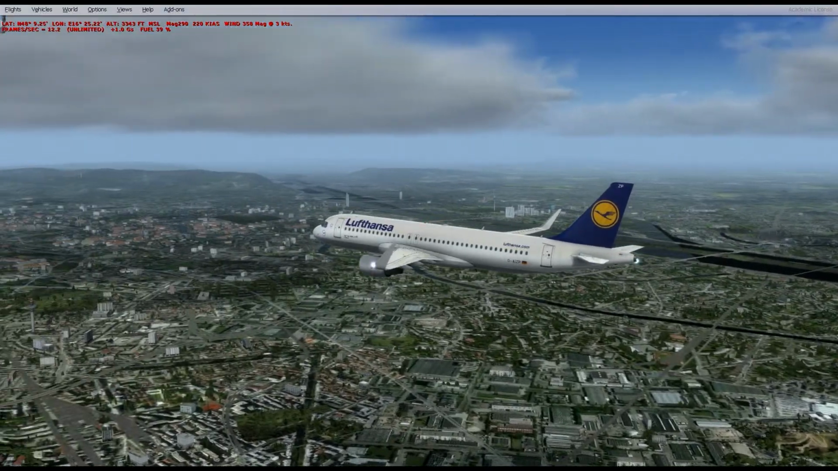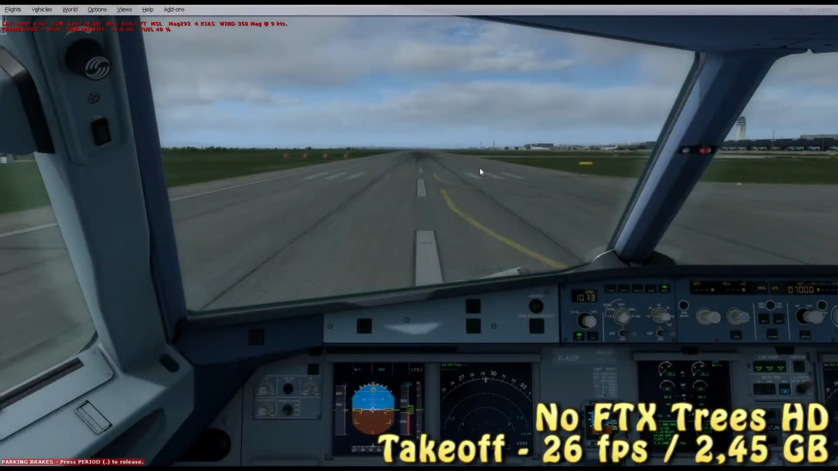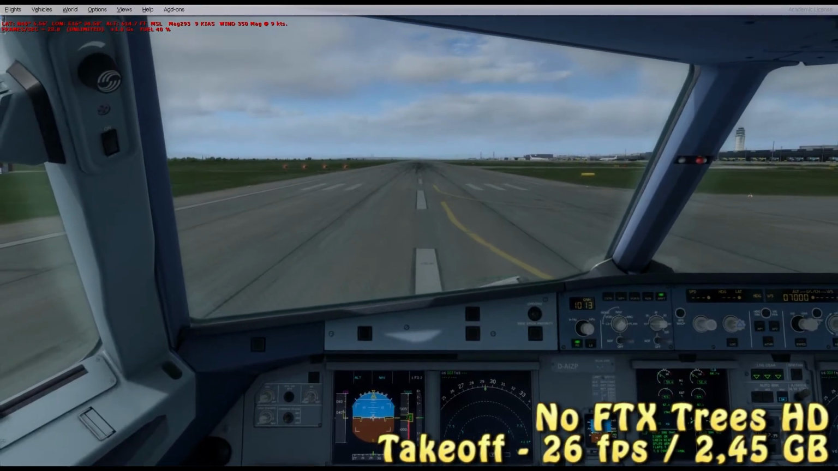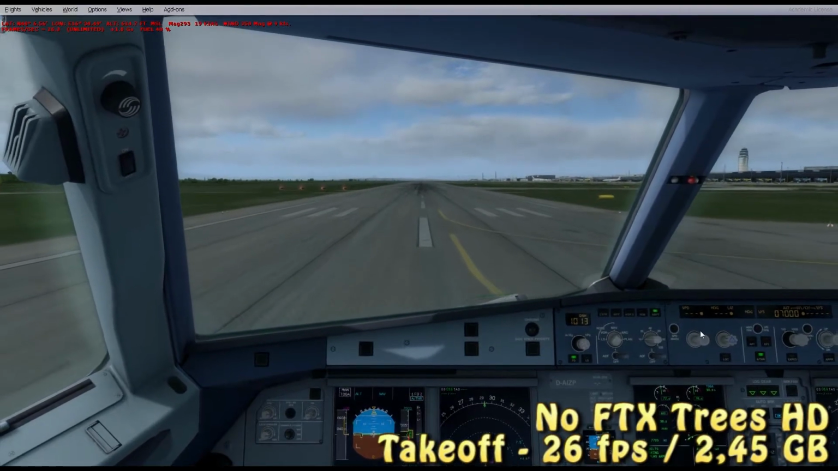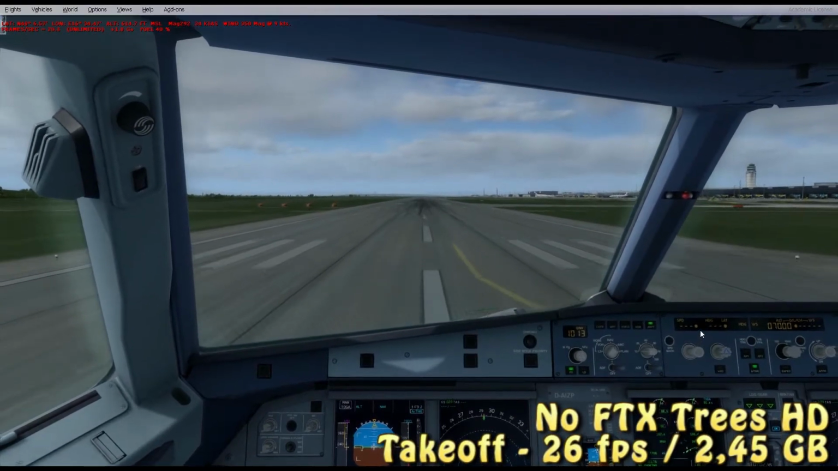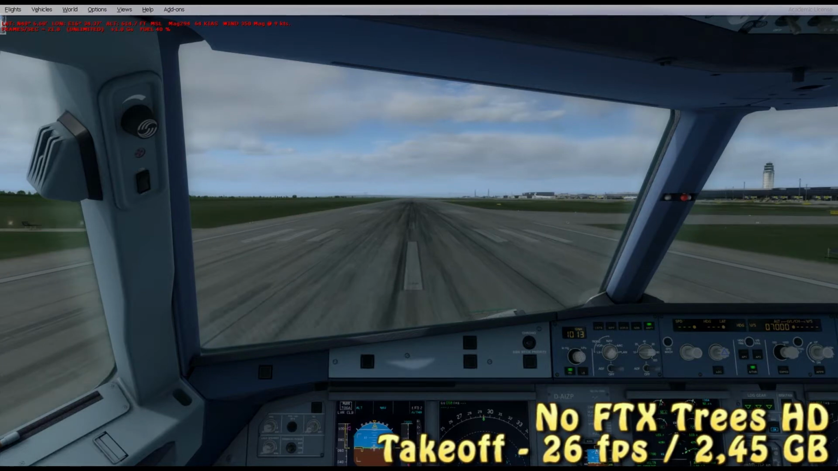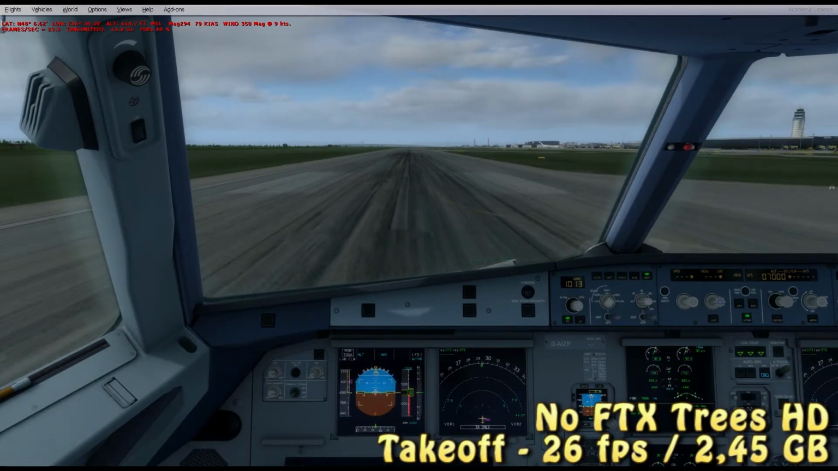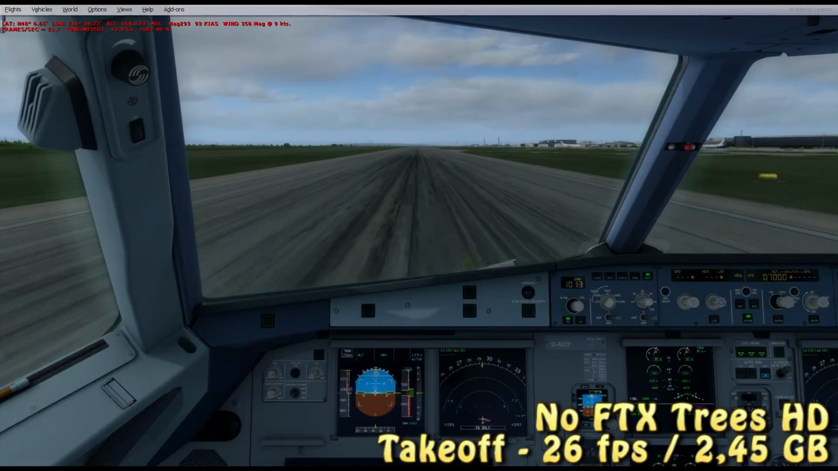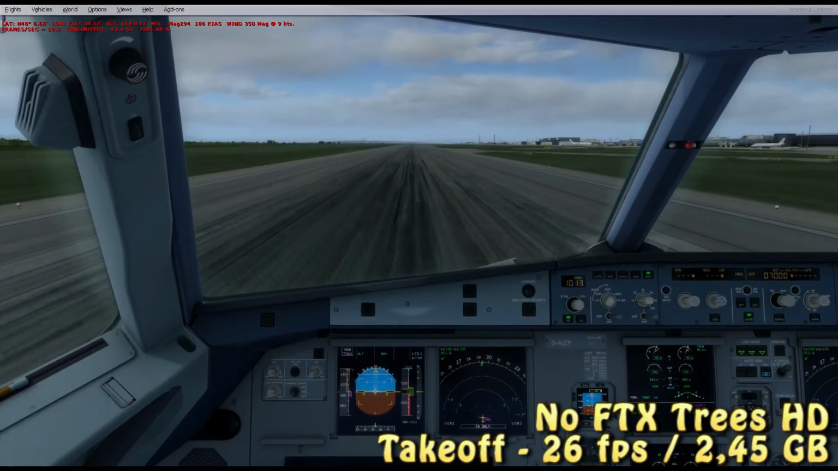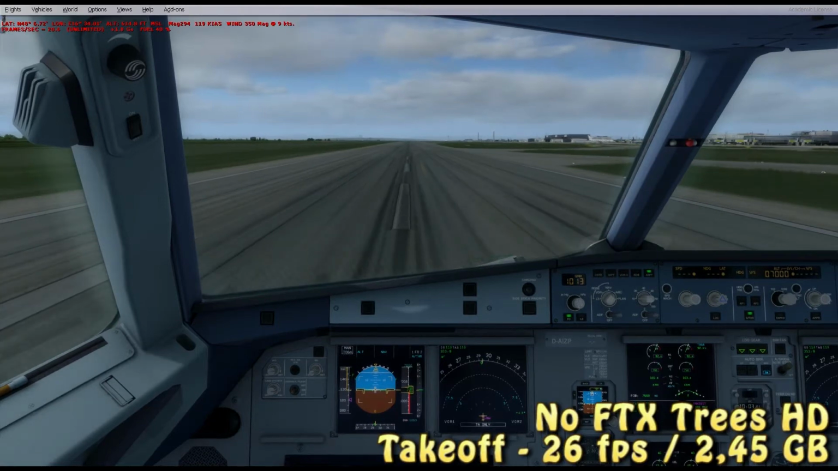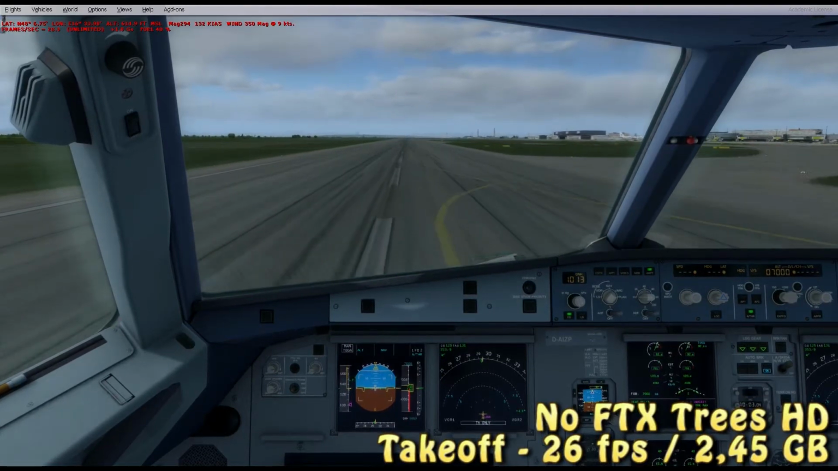here's what I got. I created standard situations with a fixed scenario setting, with a fixed airplane setting, and I created two scenarios. The first one you can see here, which is a takeoff in Vienna with the Aerosoft A320, with the graphical settings for my long haul flights, so details are a little bit reduced. I created 3 points where I measured the frames per second and the VAS usage, and I did it with no FTX Trees HD and with FTX Trees HD.